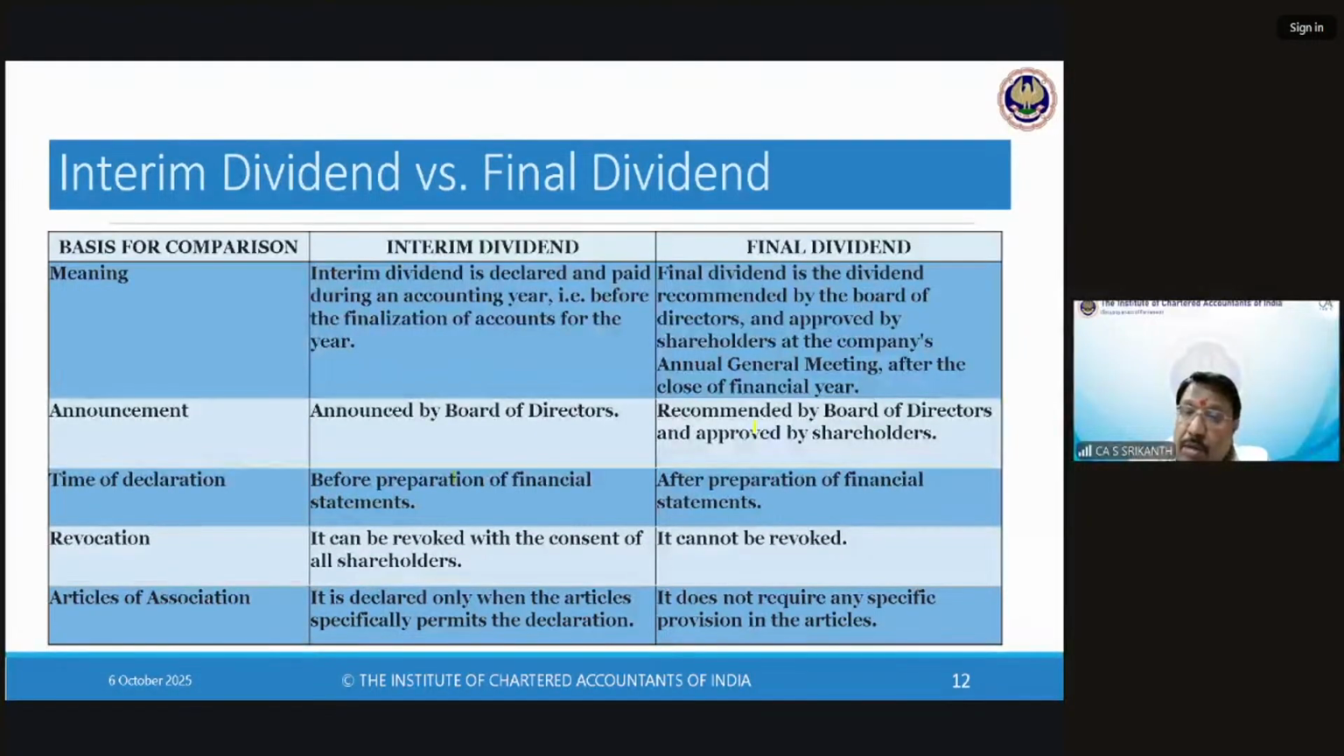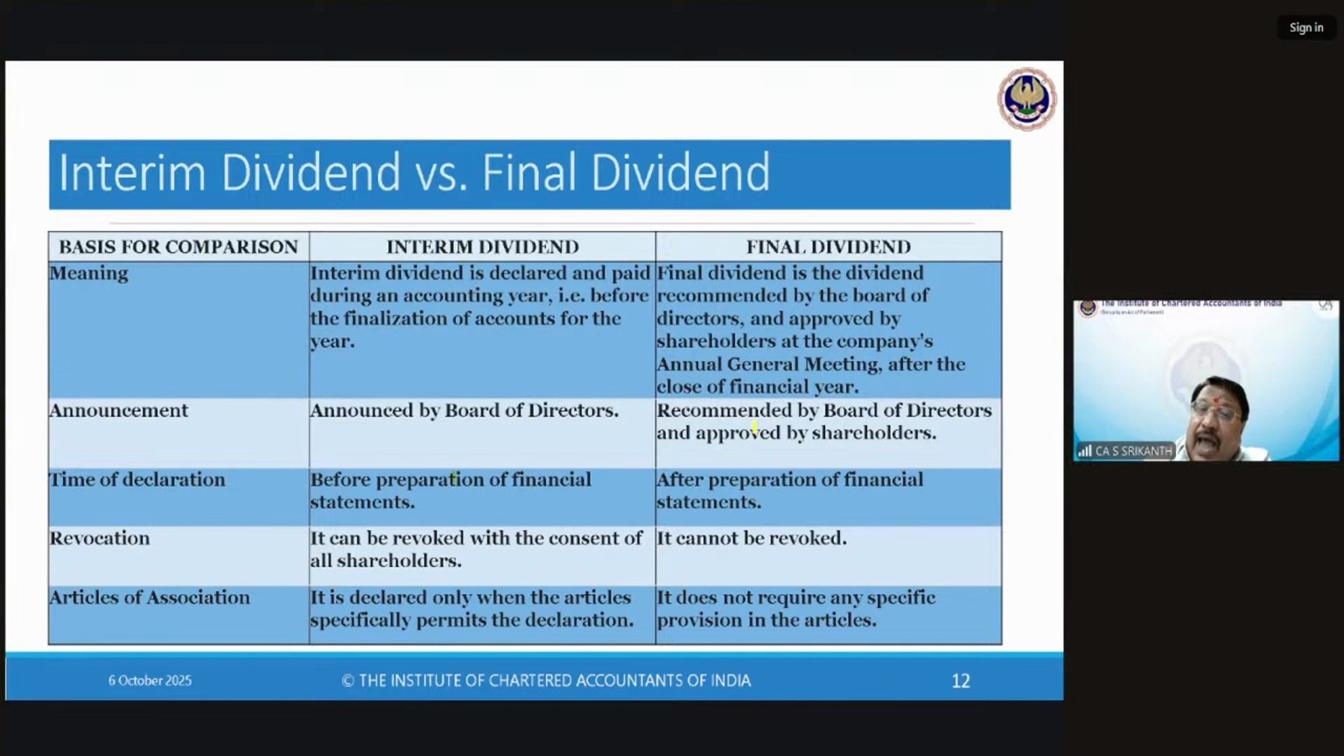Announcement: announced by the board. Here, it is recommended by the board and approved by shareholders. Time of declaration: before preparation of financial statements. Are you able to understand? Normally. Whereas final dividend is done after preparation of financial statements. Okay. Revocation.